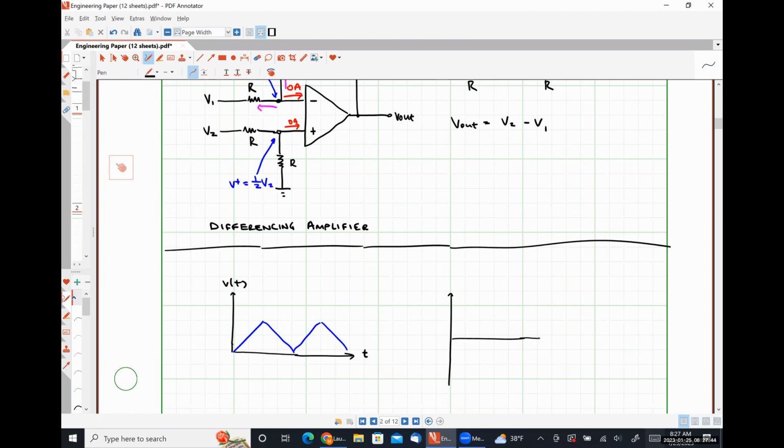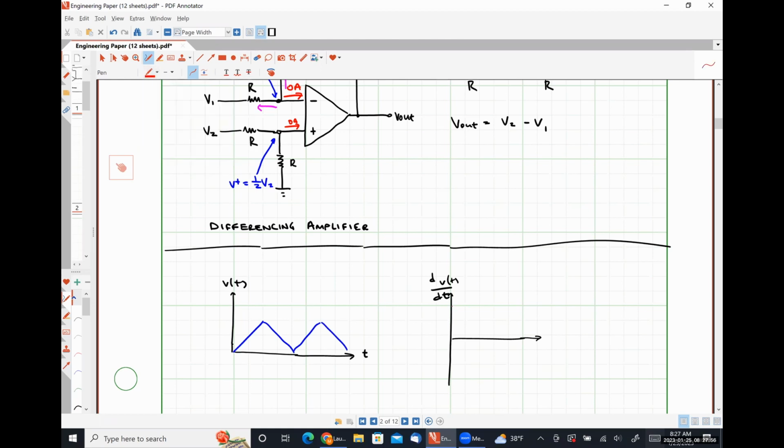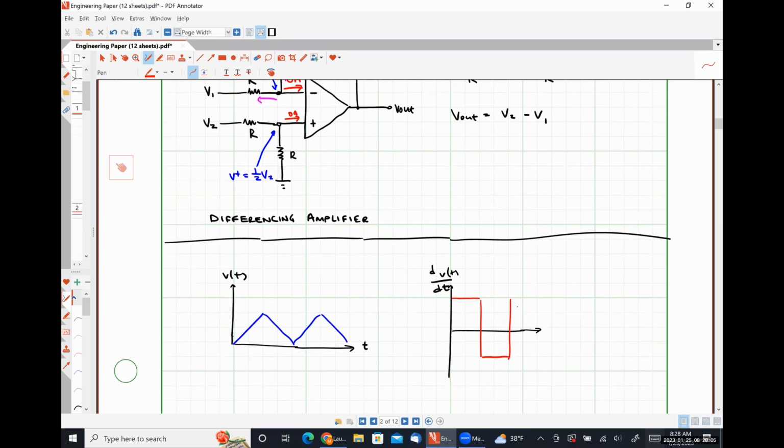The slope is constant, right? So let's call this dV by dt. Positive slope gives us a positive DC voltage, negative slope gives us a negative DC voltage, back and forth like so. So being able to take the derivative of a triangular wave is how we get square waves or vice versa.